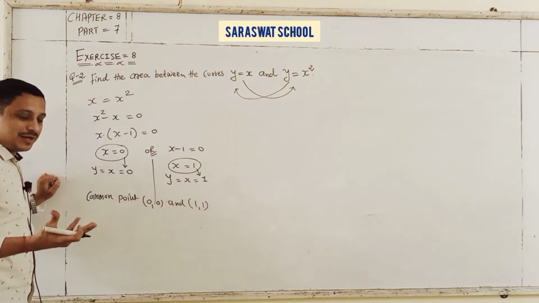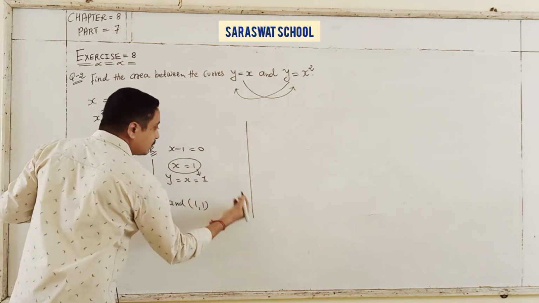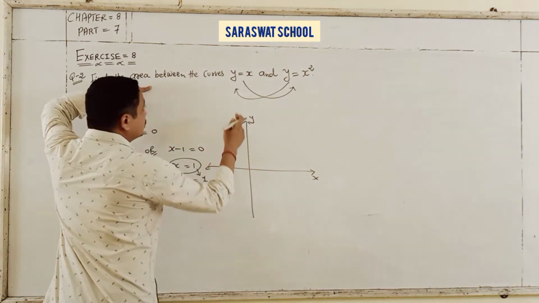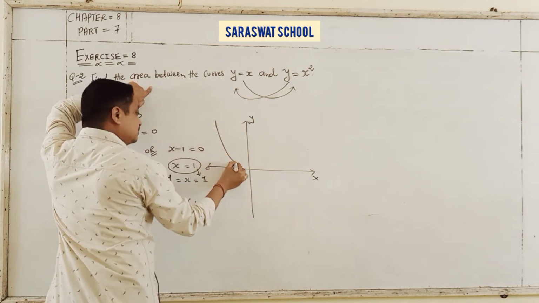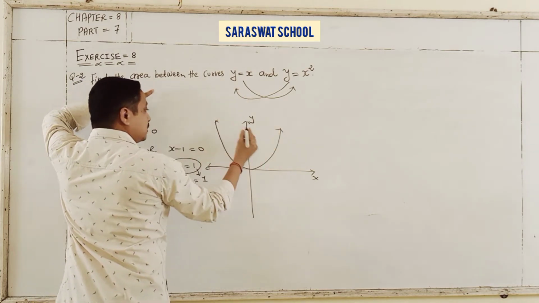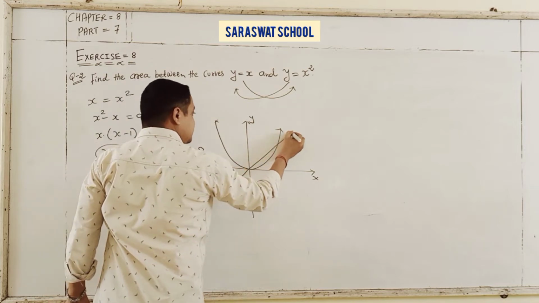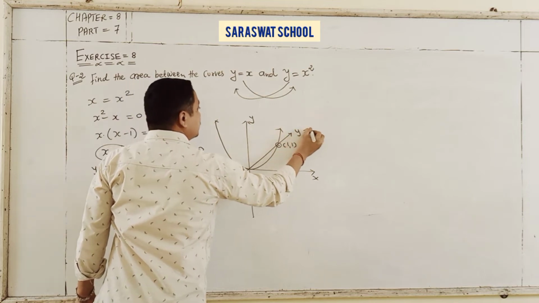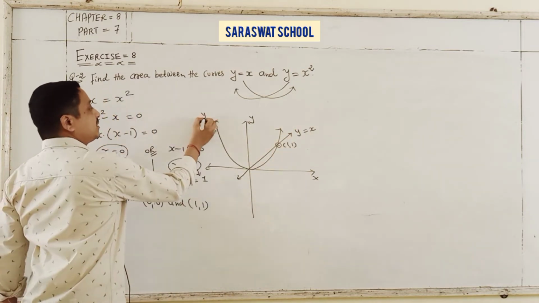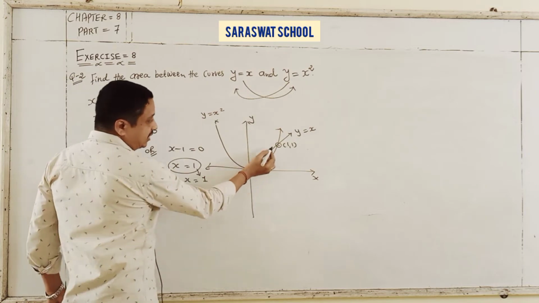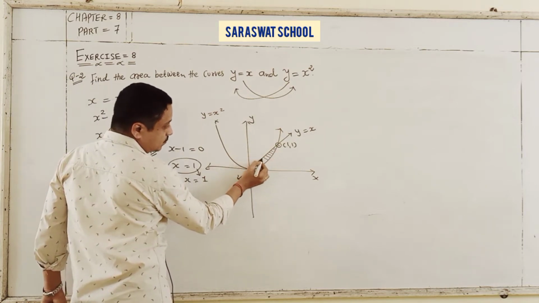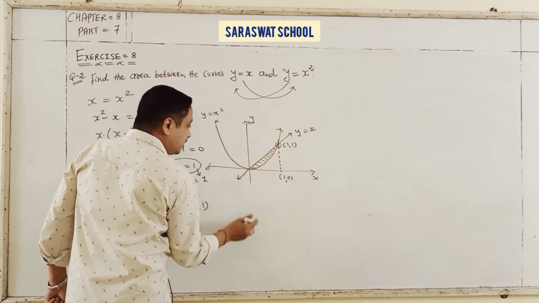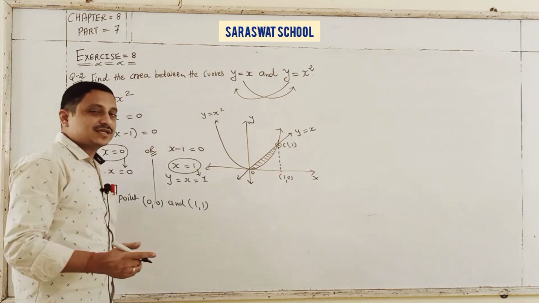Now go to a simple drawing. This is your drawing: the x-axis and the y-axis. This curve is y is equal to x square, and here you mark the coordinate 1, 1. That is the line y is equal to x, and the curve represents y is equal to x square. The area between them is what is asked. I will go to 1, 0, and here is the origin. Start the solution.